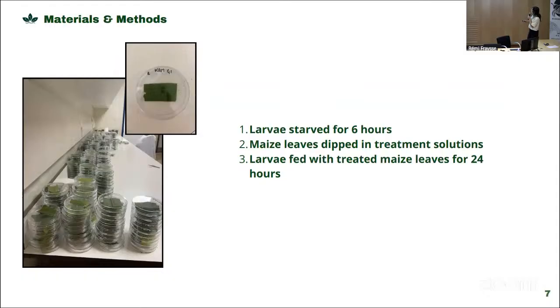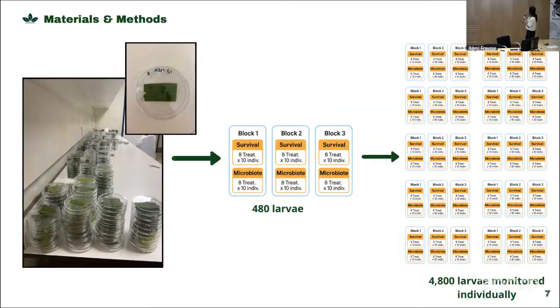So in the lab, I starved my larvae for 6 hours, and then I took a little piece of maize leaf and dipped it in the treated solution. Then the larvae were fed for 24 hours on this treated leaf. For each treatment, I allocated 10 individuals for the survival monitoring and 10 individuals for the microbiota monitoring. I repeated this experiment 3 times for each population, and I sampled 10 populations, so I did that 10 times.